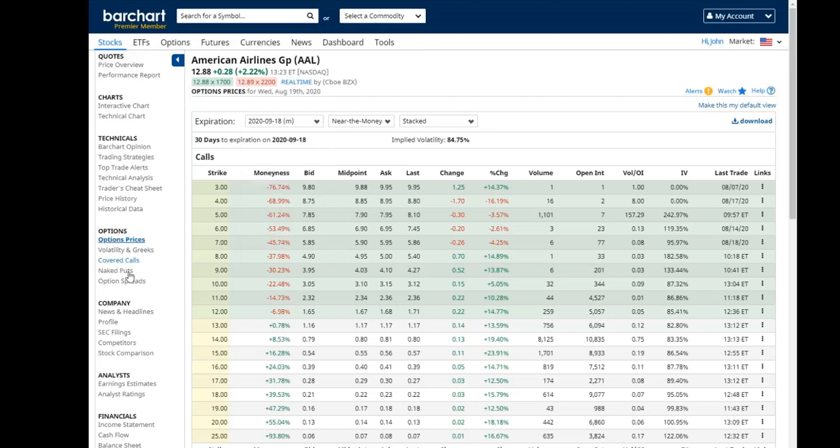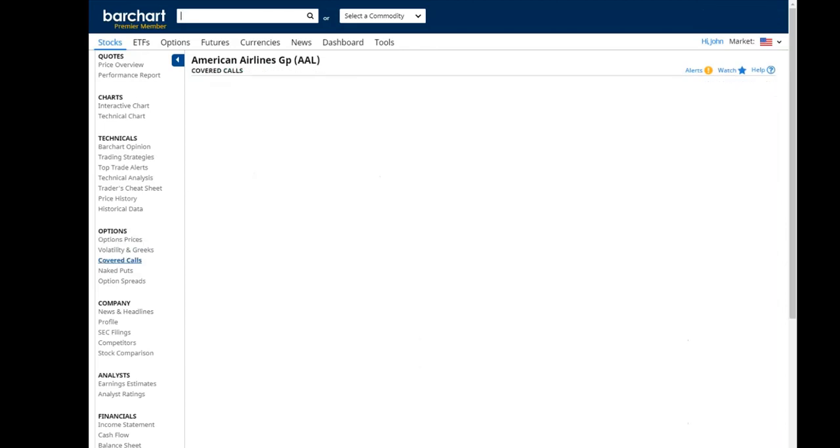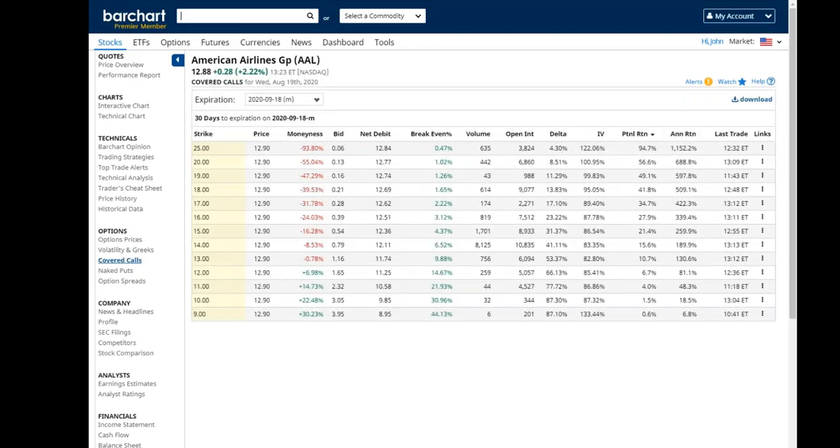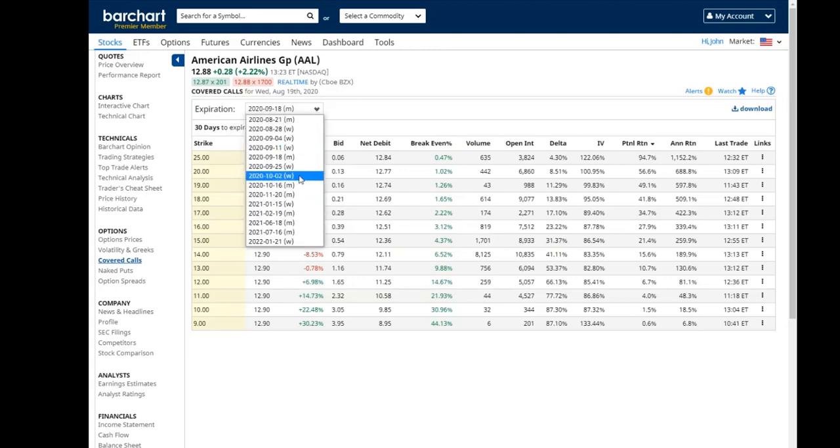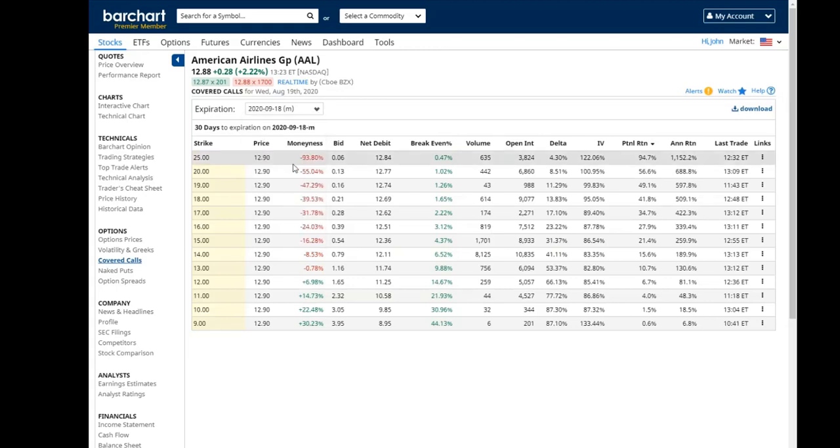All right, so let me go to the covered calls of American Airlines. And we just decided that we're going to look for a strike and expiration of a monthly, right? And so I picked this one that is 30 days out, just to do this analysis. And here you can see my current price is still around $12.88. And I do have a $14 strike, $15 strike, and $16 strike, right?